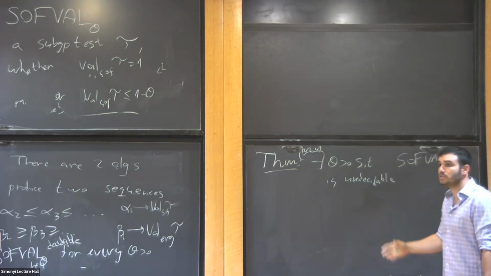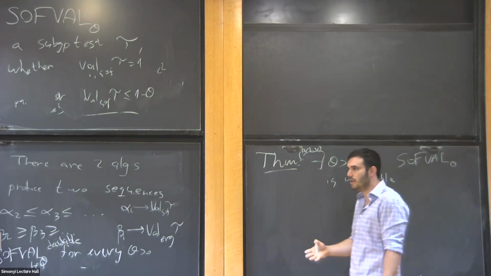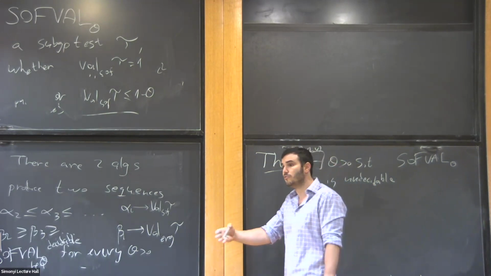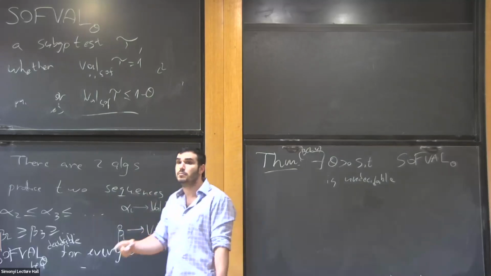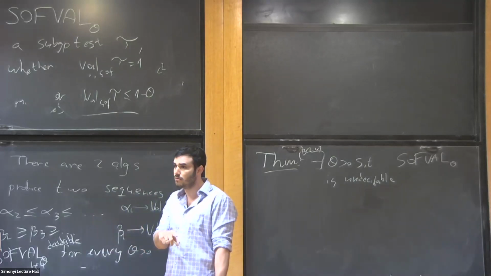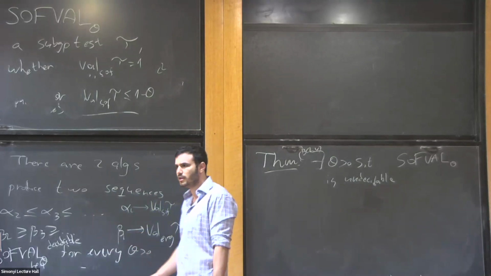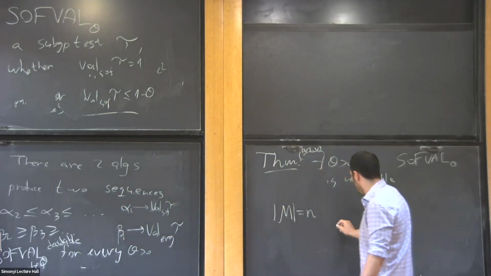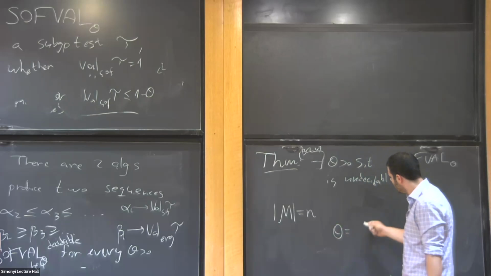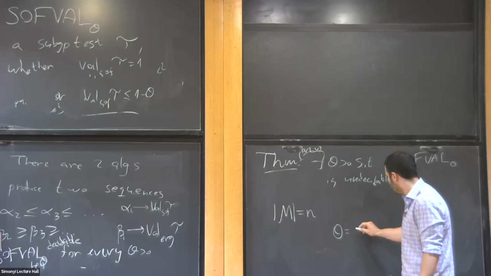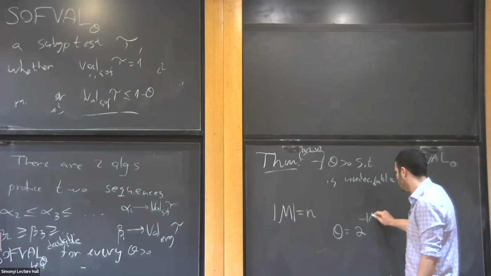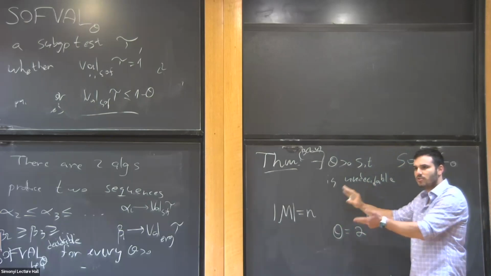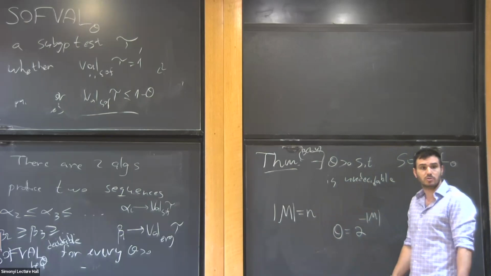And the way we do it is that we show that for any input Turing machine, there is an instance of soft value theta where the theta depends on the input. But just in a polynomial manner: if the size of the Turing machine is n, then theta is something like, I don't know, 2 to the minus m or something. It's a bad constant, but it's still some constant that only depends on the size of the Turing machine.